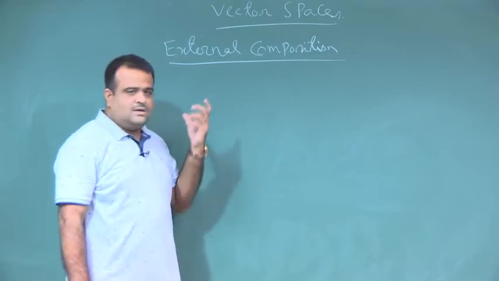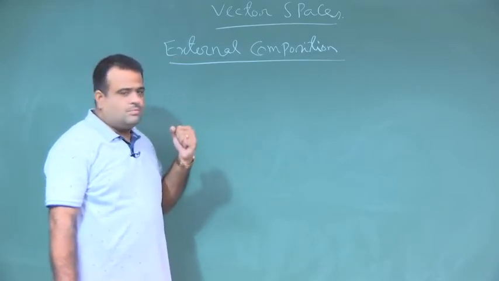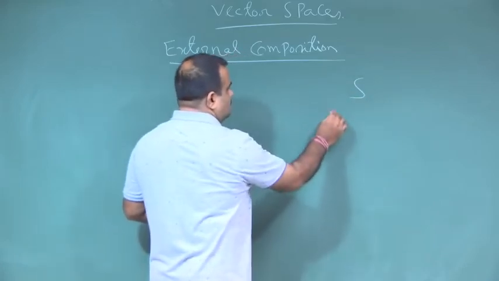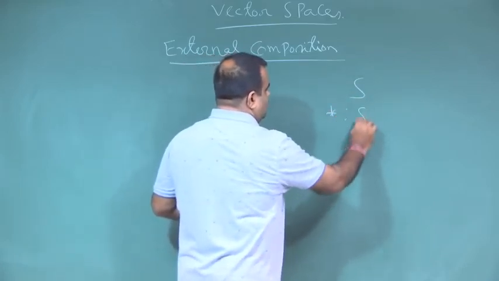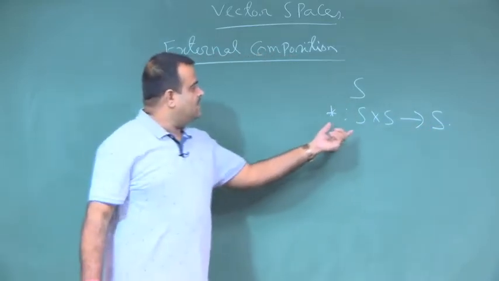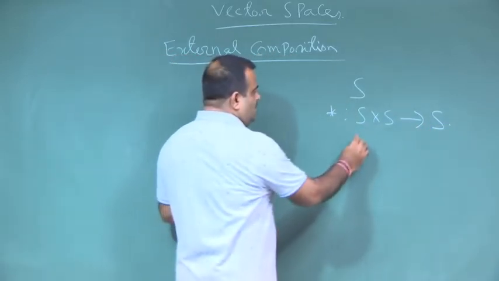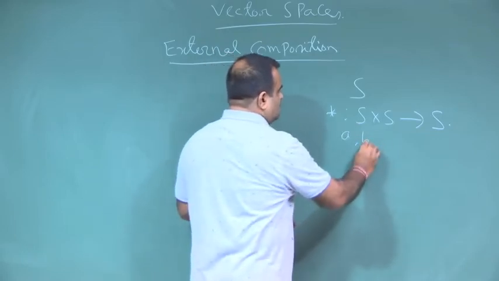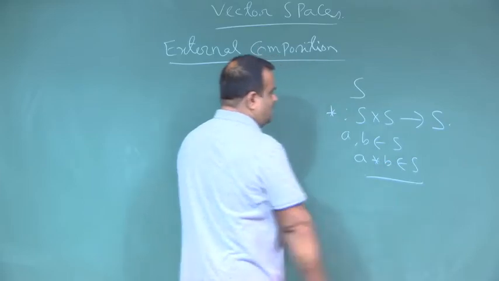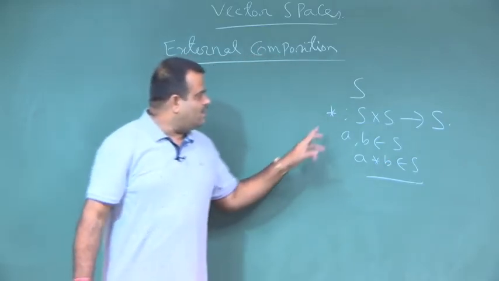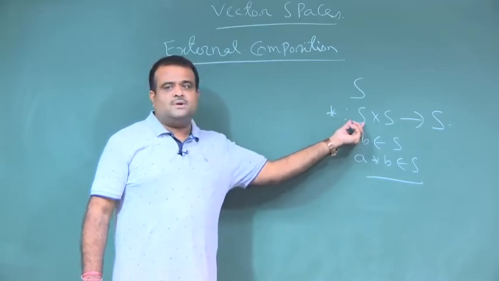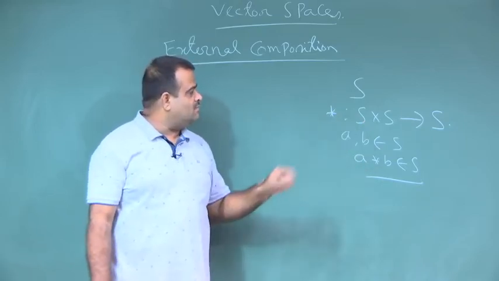We know the internal composition, like if we have a set S, we know this binary operator. We take two elements A, B from S, then we operate on them, and we get another element in S if it is closure. So this is an internal composition, where both elements are coming from the same set.